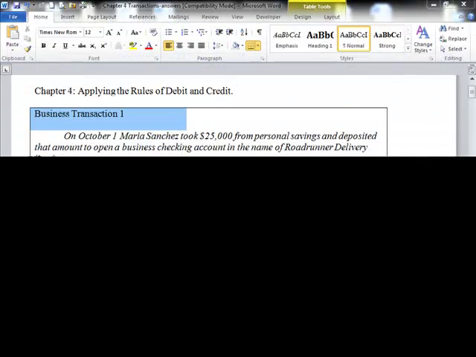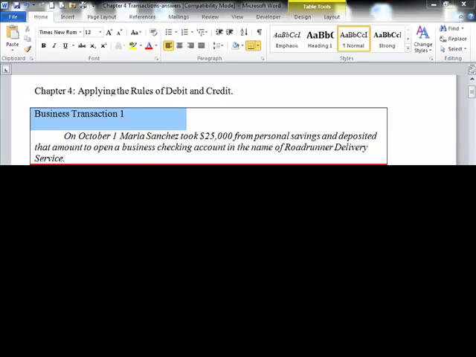Okay, we're going to begin with section 2, applying the rules of debit and credit. And you're going to see here, I'm looking at the first transaction. At this point in time, each of you should be familiar with the rules of debit and credit, and those rules that we have for the assets, liabilities, and owner's capital accounts. We went through those in class, and we have those located on our posters over on the north wall. And you can use those to analyze these business transactions.